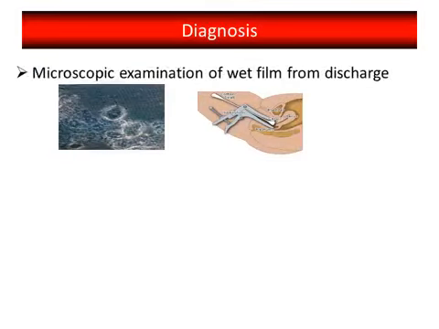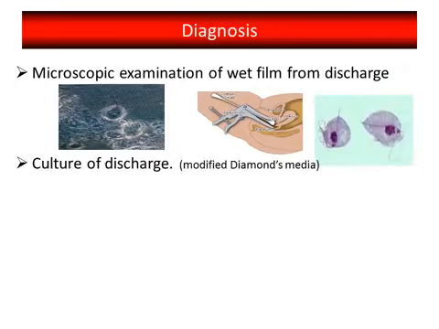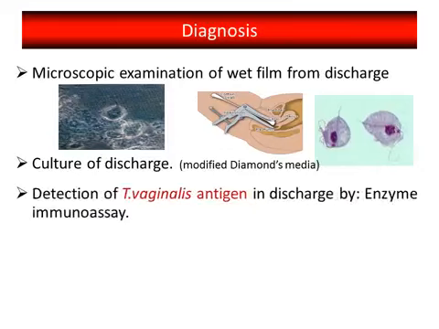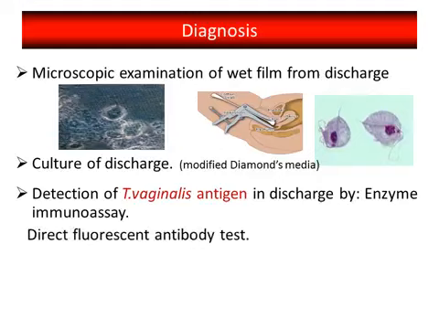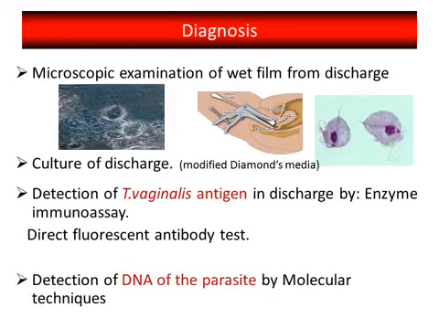Diagnosis: microscopic examination of a wet film from discharge, culture of discharge in modified Diamond media, detection of Trichomonas vaginalis antigen in discharge by enzyme immunoassay or direct fluorescent antibody test, and detection of DNA of the parasite by molecular technique.